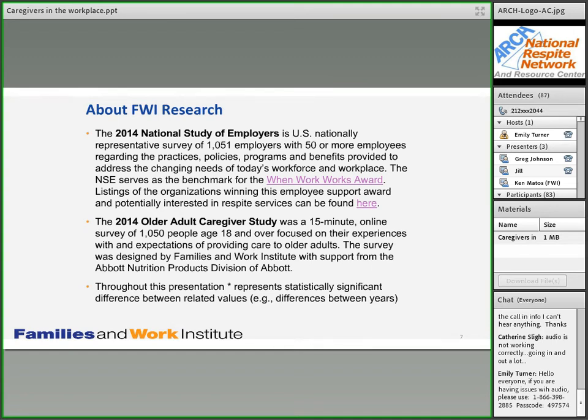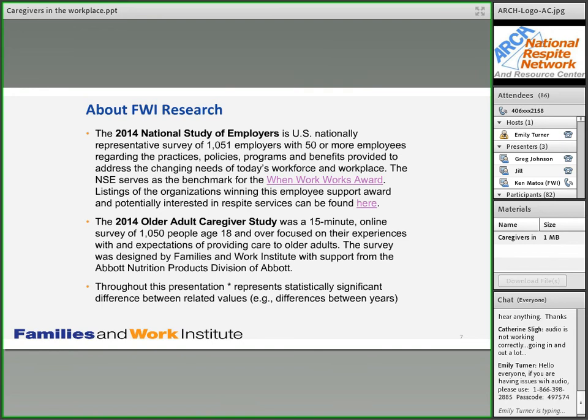So a survey of over 1,000 employers from around the U.S., all of which have 50 or more employees, and we asked them a lot of questions about their various practices and programs around supporting employees and helping them be more successful both on and off the job. We also use that to provide information for our When Work Works Award, which actually recognizes specific organizations that have met our standards for workplace flexibility and employee support. If you go to our website at whenworkworks.org, you'll be able to see that list, and if they're in a company in your area, they might be one that you want to reach out to around these issues.